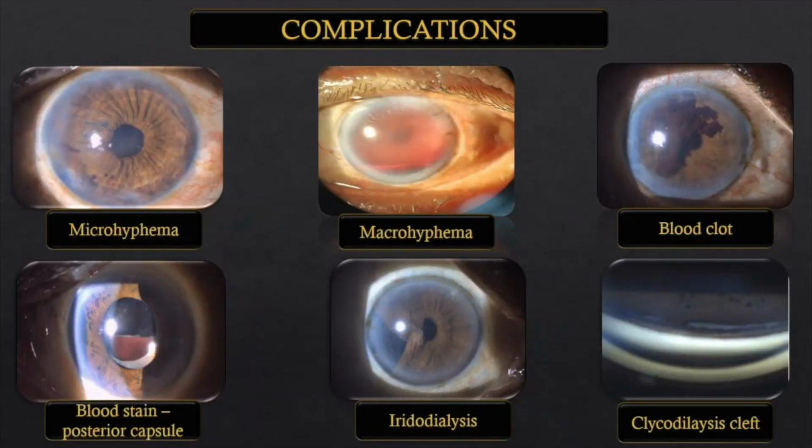There are minimal vision-threatening complications following GATT. Microhyphema is most commonly seen, which resolves within 2 weeks. Macrohyphema is defined as a layer of blood greater than 1 mm in the anterior chamber, which requires AC wash if non-resolving. Other complications include blood clot and blood staining of the posterior capsule. Rare complications such as iridodialysis and cyclodialysis cleft can also occur.